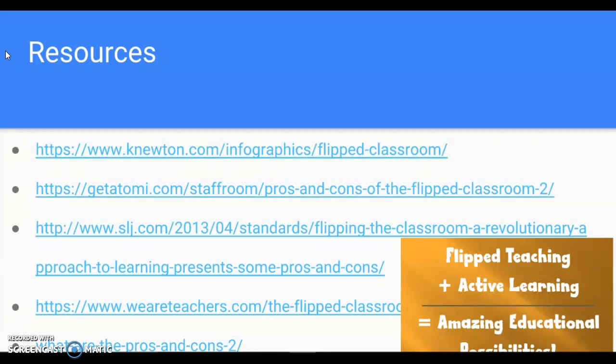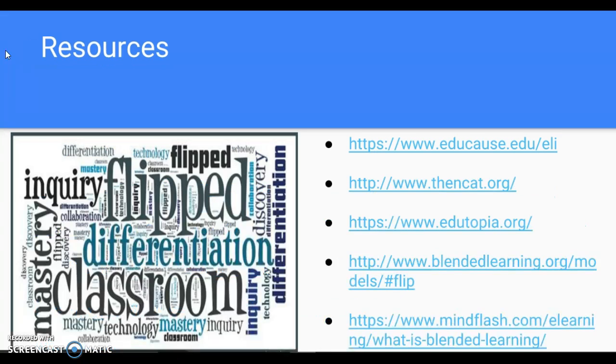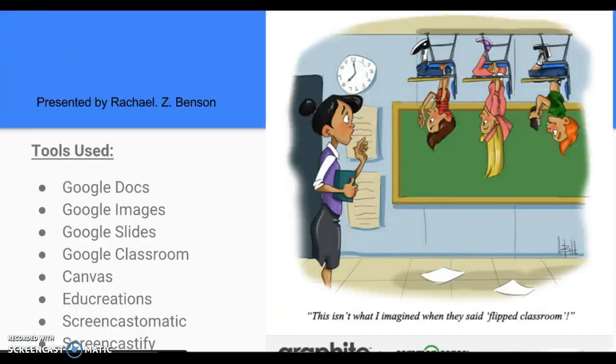There are a lot of resources on the flipped classroom. I really enjoyed learning about the blended classroom and personalized learning as well. I feel that as we advance in technology, we will also advance in the way we teach students.